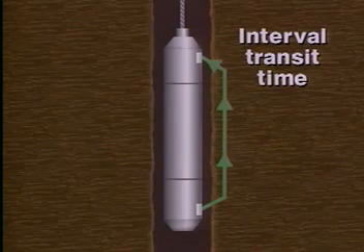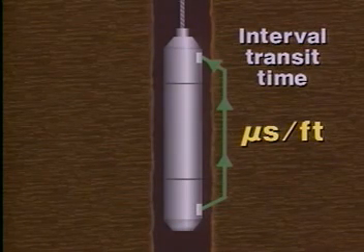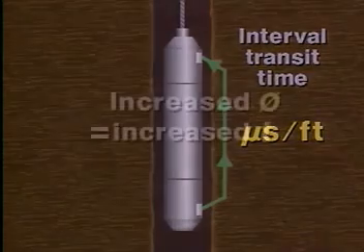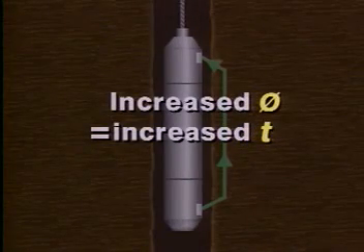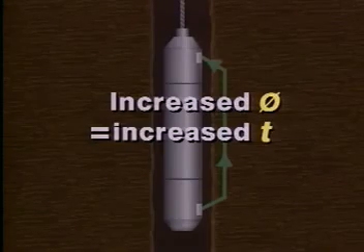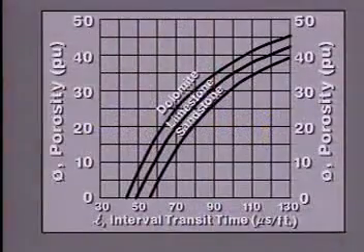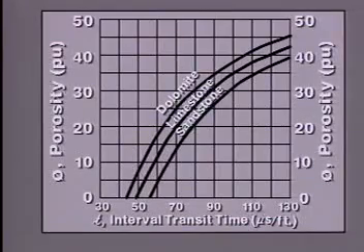Known as the interval transit time and presented in microseconds per foot, this value depends on the lithology and porosity of the formation. For a given formation, the interval transit time or slowness increases with increased porosity. Porosity from the acoustic log may be estimated from this chart based on empirical observations.